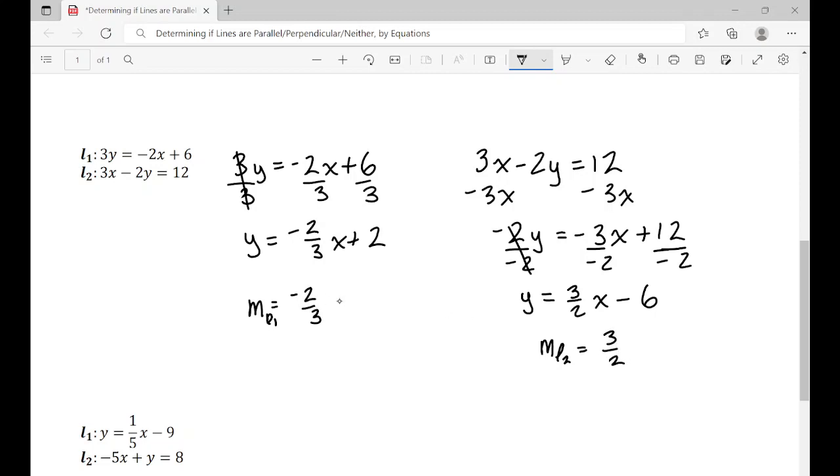So now I have my two slopes, and I can tell right away they are not equal, so it's not parallel. But I'm going to do the multiplication option and multiply them. I see that I get -6/6, which reduces down to -1. So since it becomes a -1, I know that these two lines are perpendicular.